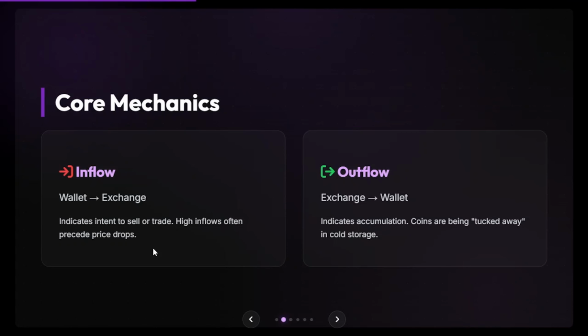Now we can use it in this way. We can assume that somebody is holding Bitcoin, right? He has a target of $80,000. When the price is approaching near, they start putting their assets in the exchange. As soon as the price hits that target, they start selling. And likewise, opposite to this is outflow, right?